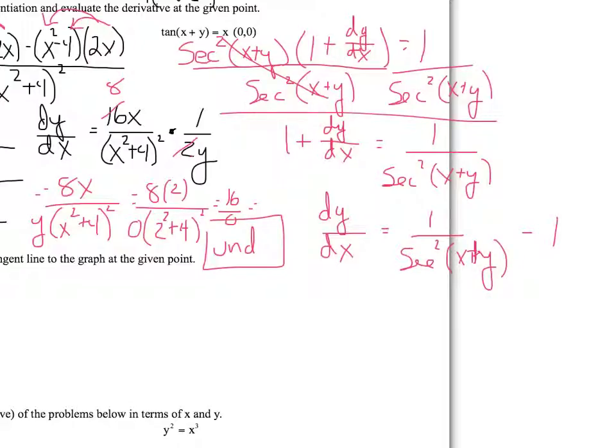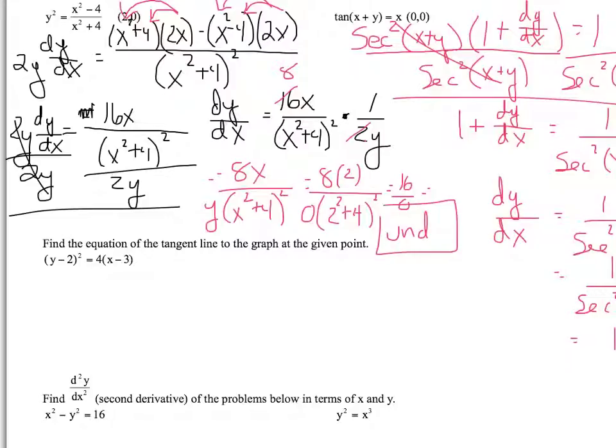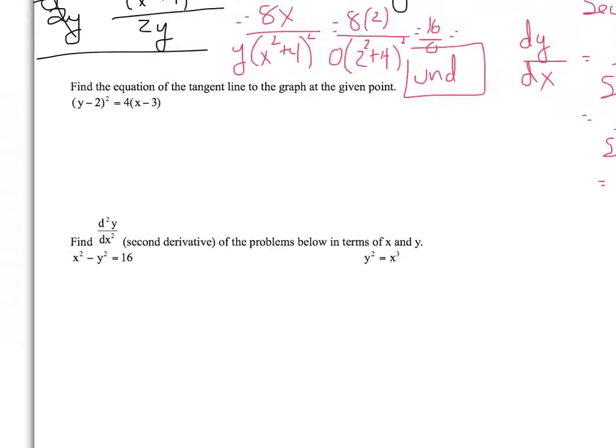Now that I have dy dx, the second piece of this wants us to plug in the point. So when I plug in the point, which is 0, 0, I get 1 over secant squared of 0 minus 1. Secant squared of 0 is just 1, so 1 minus 1 is 0. So again, what we did in that section was that we took the derivative, we got dy dx by itself, and then we plugged in our point. Same as the very first problem. Moving on to the next one.